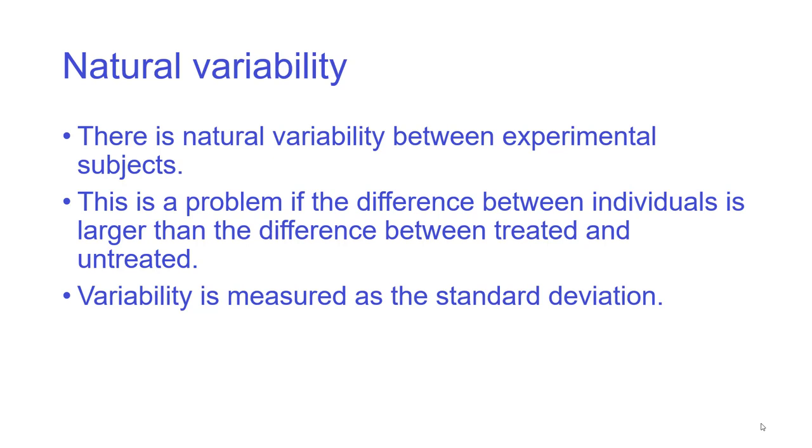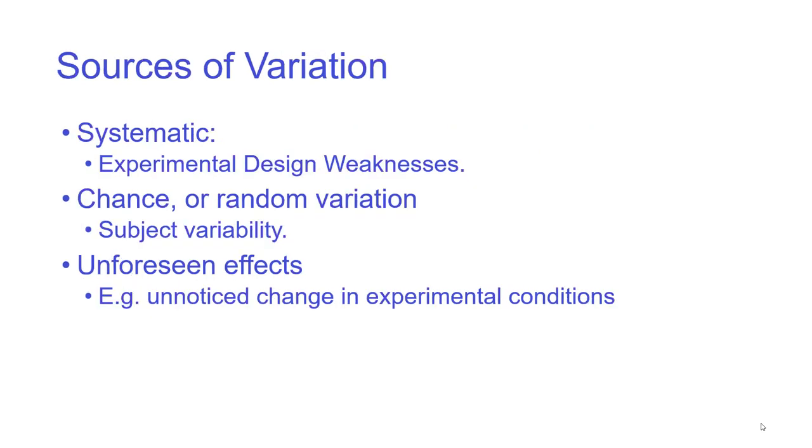So the problem with a biological experiment is if the difference between individuals is larger than the difference between treated and untreated, between treated and control, then you won't be able to see any effect of your treatment. Now, the variability of an experiment is usually measured by the standard deviation or the variance. Where does this variation come from? Some of it can be systematic because you didn't design your experiment very well. You've introduced some more variation.